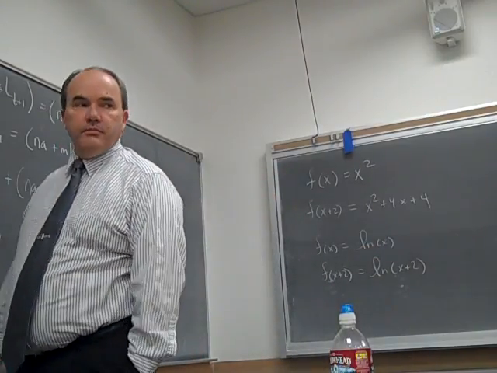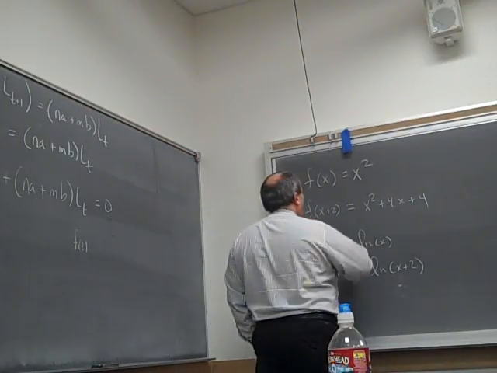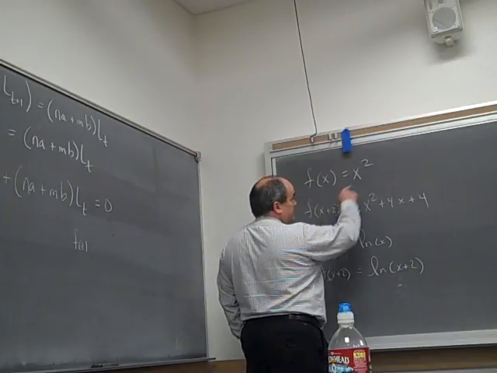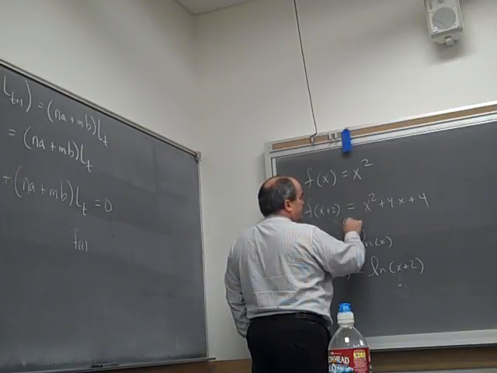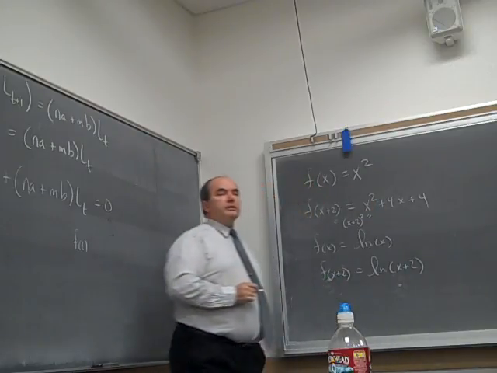So what happened when you did that f of x plus 2? How'd you get x squared? Oh, you just plug this into that, so now you have x plus 2 squared. Oh, I see. And you multiply it all out and you get that.